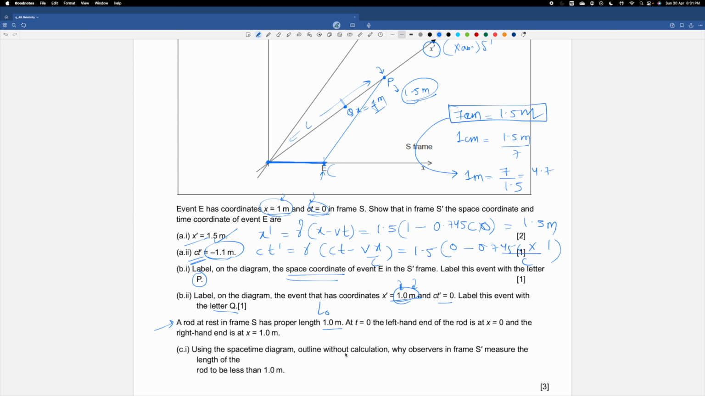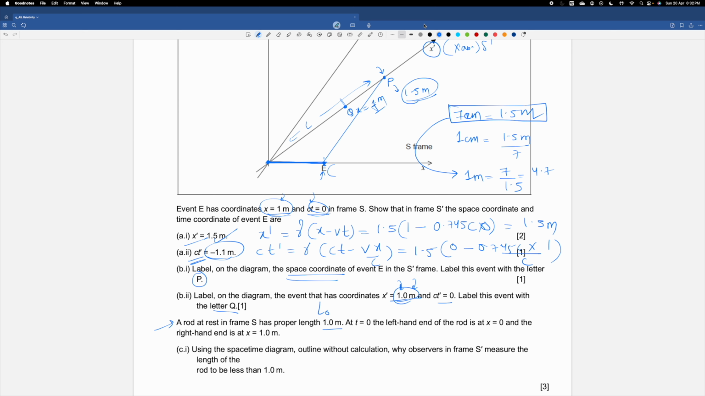Now, using the space-time diagram, outline without calculation why an observer in frame S prime measures the length of the rod to be less than 1 meter. First of all, the observer is the one who is moving. Since he cannot measure the proper length, because he is moving with a speed close to the speed of light, he will end up seeing the shorter length. But he will make sure that he measures both the ends of the rod at the same time. Since he is moving, he cannot measure the first end and the last end at different times. So he has to measure both ends of the rod at the same time.